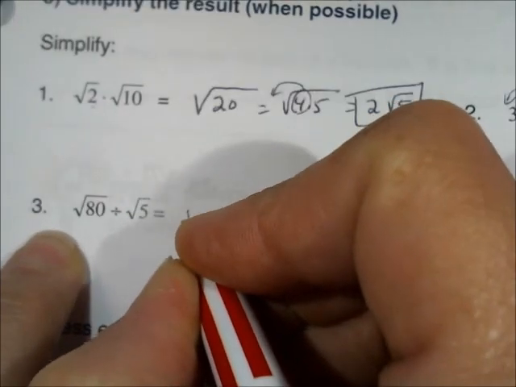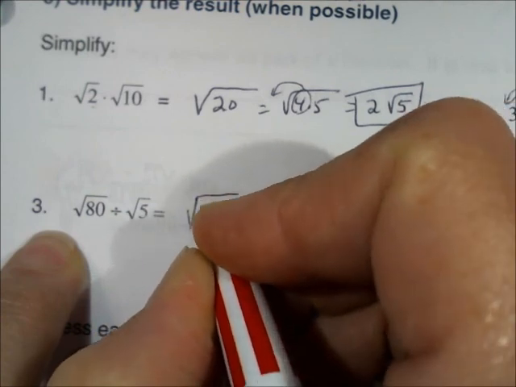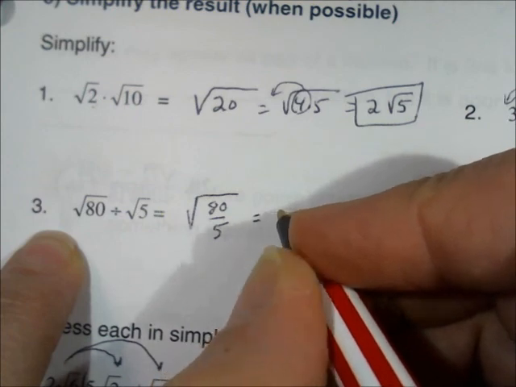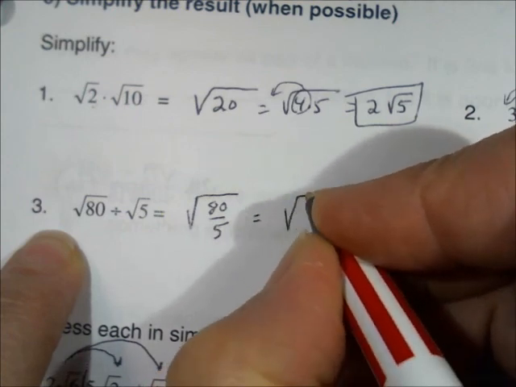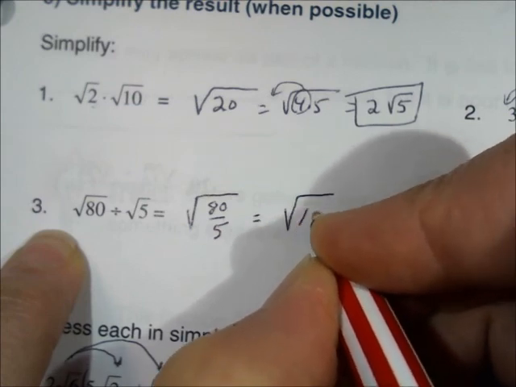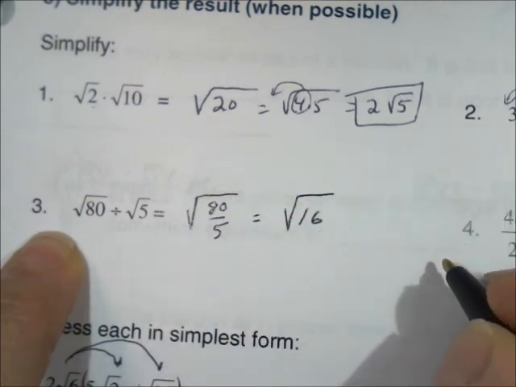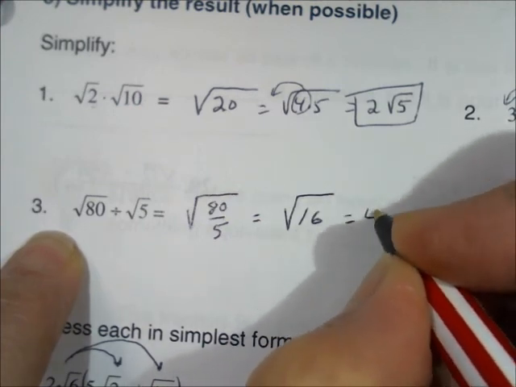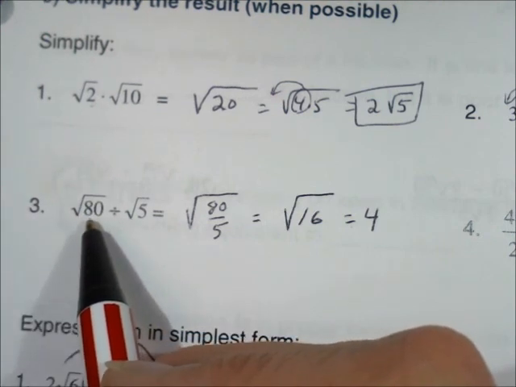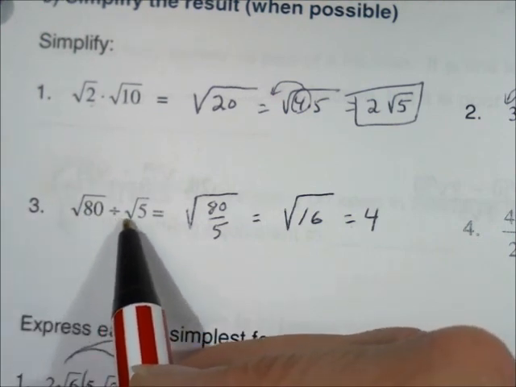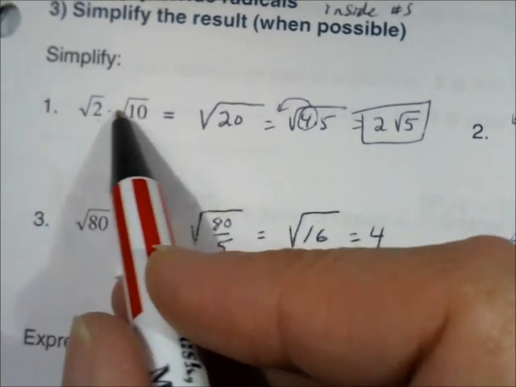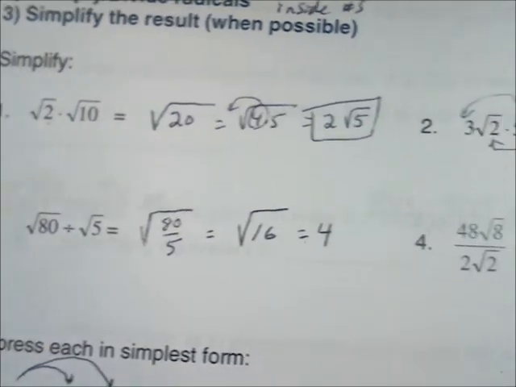Well, all that is dividing 80 by 5 and taking that square root. If you do 80 divided by 5, I think you might get 16. And the square root of 16 is just equal to 4. So you might have been tempted to simplify that square root of 80 first and then divide it by the square root of 5, but it would be a little bit easier if you just divided the radicands. Just like when you multiply the radicands, same thing when you divide.